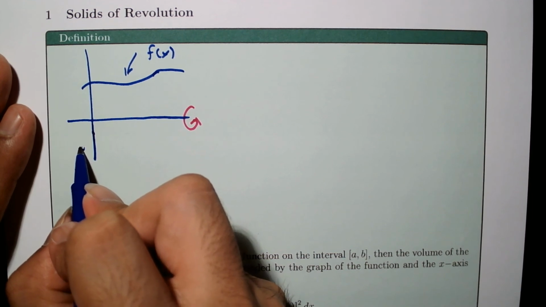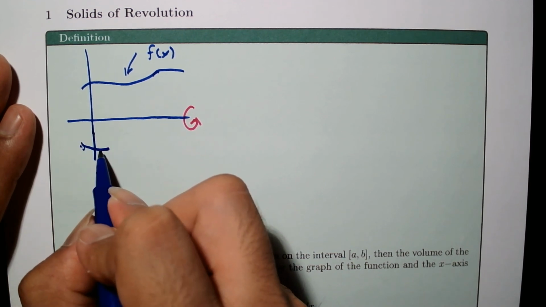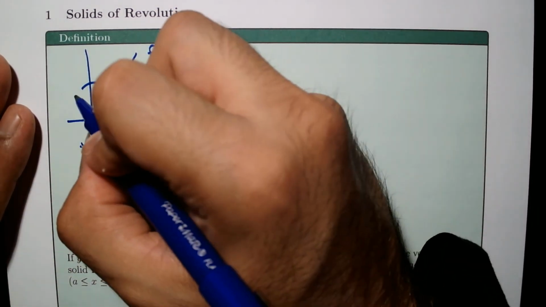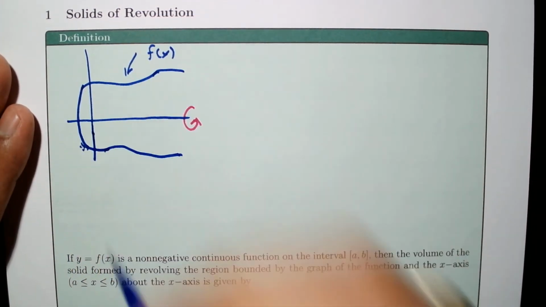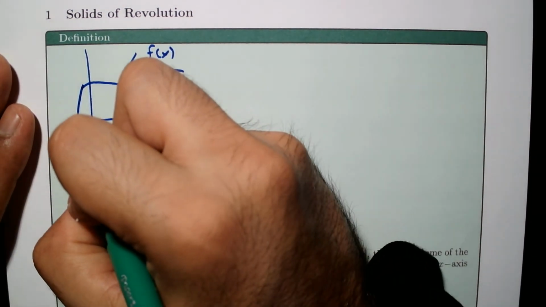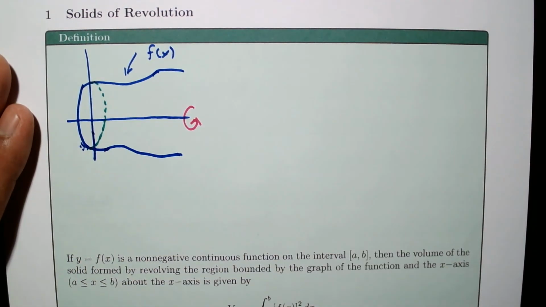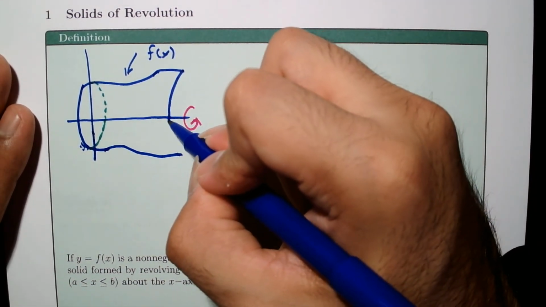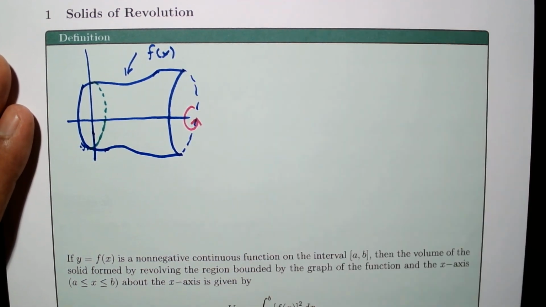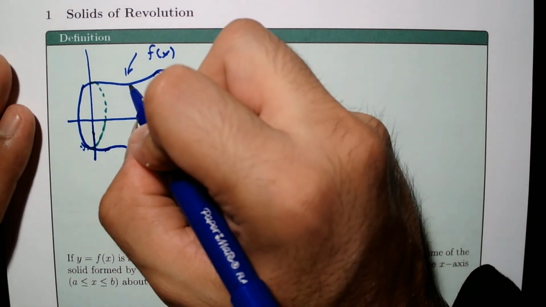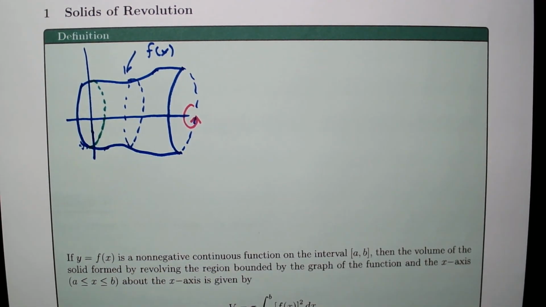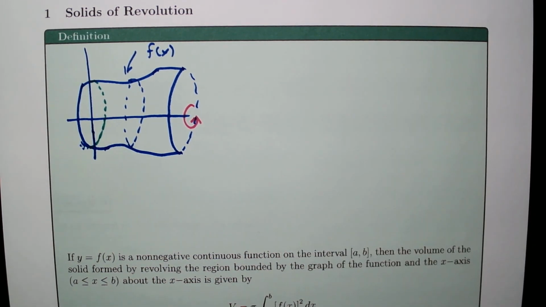We're going to get something like this. So let me make some 3D effect. Okay, so it looks kind of like a solid. So that's what we're going to get. We are going to use integrals to find the volume of a solid of revolution.